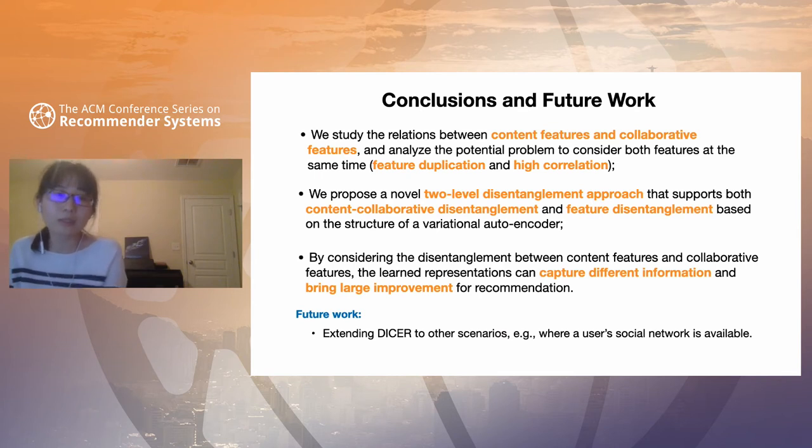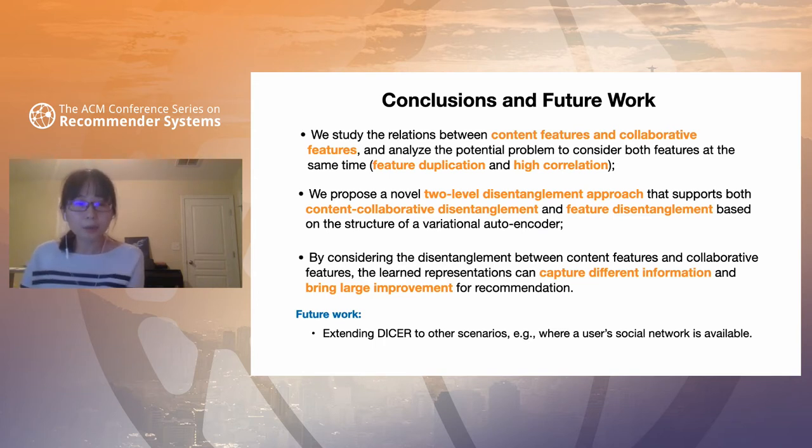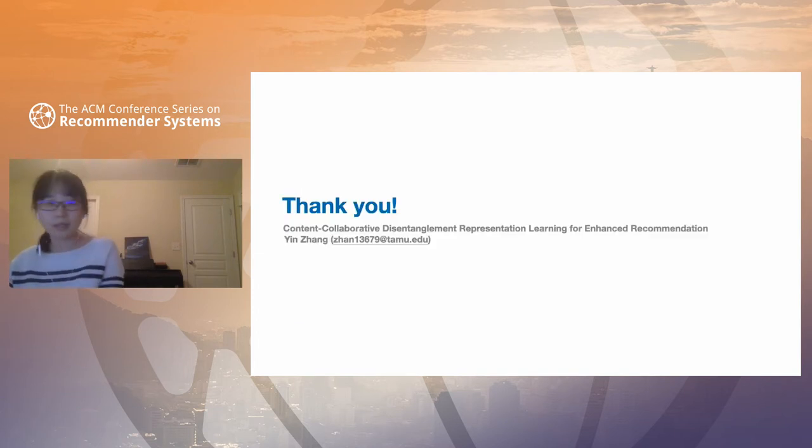In this work, we studied the relation between content features and collaborative features, and then we proposed a two-level disentanglement approach. Throughout the experiments, we find our learned representations can capture different information and bring large improvement for recommendation. In future work, we are interested in extending Dicer to other scenarios, such as considering the user social network. That's all. Any questions?